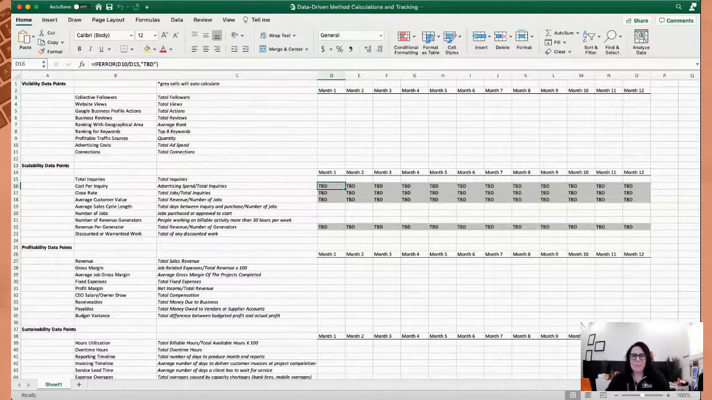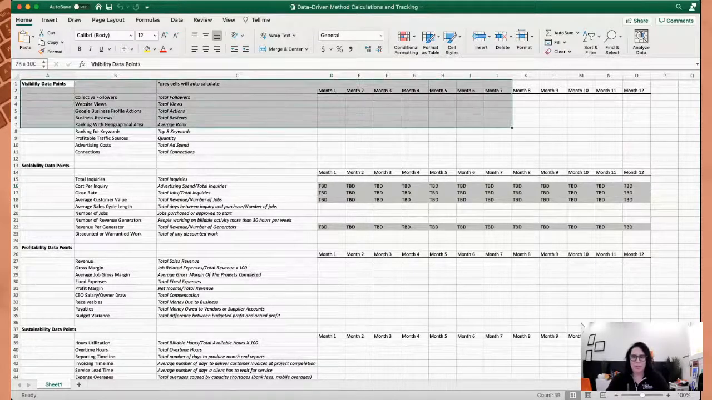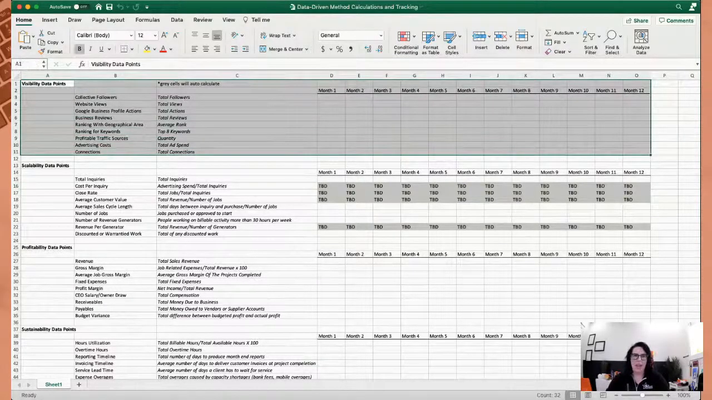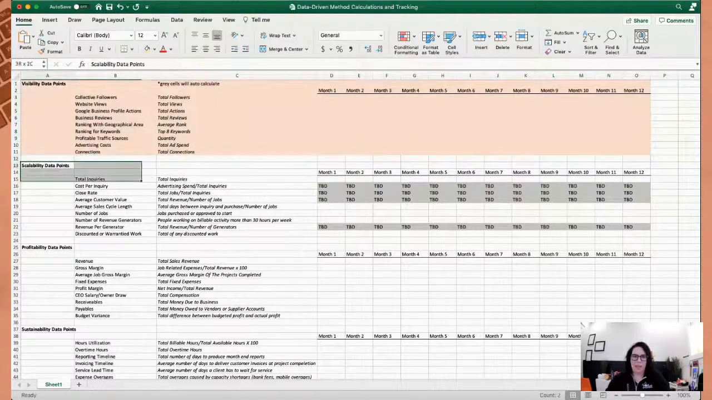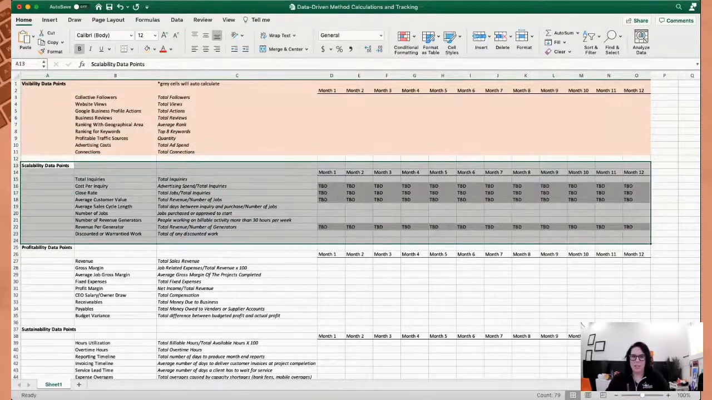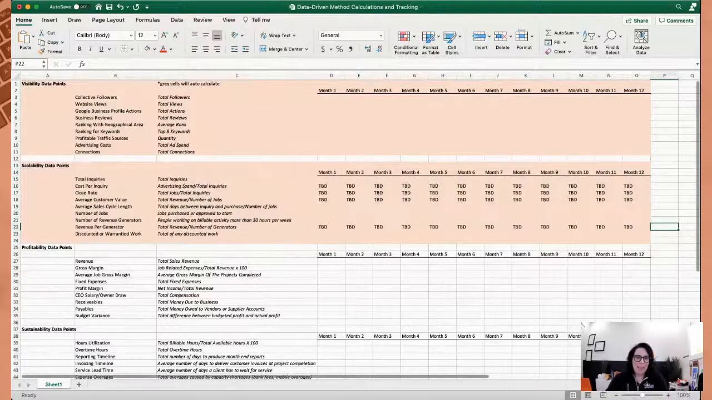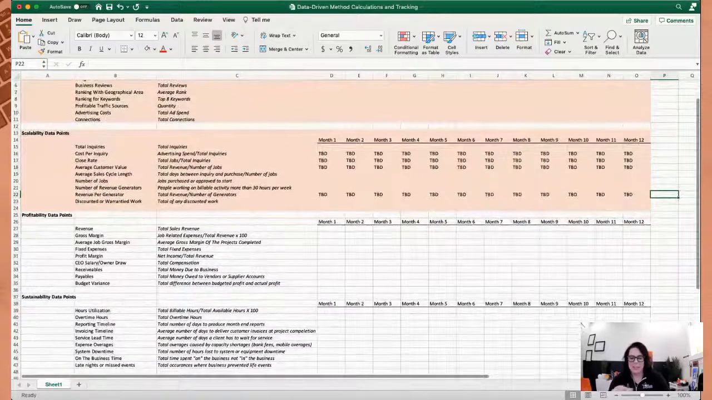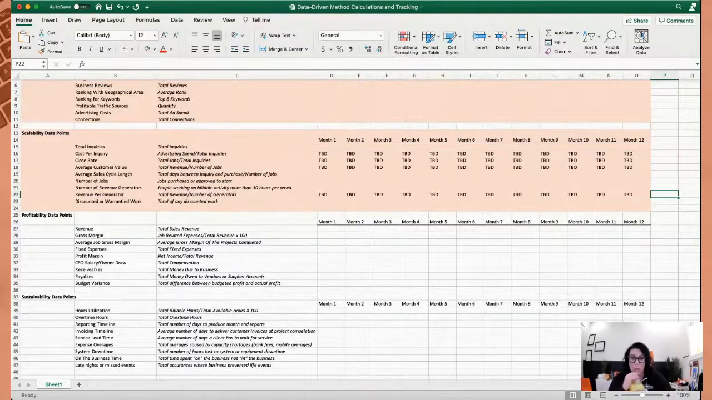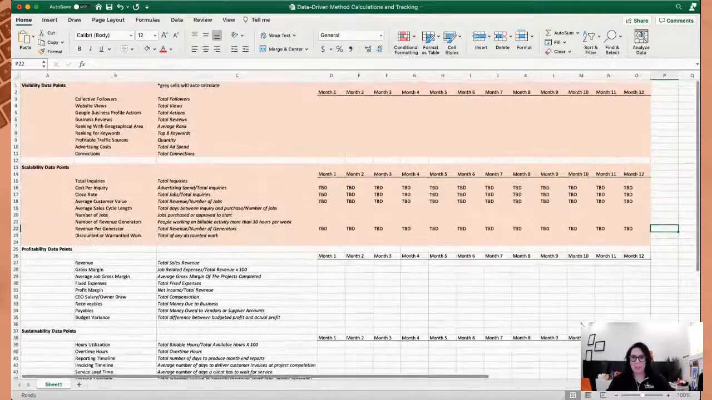So the data-driven method is broken down into areas. Today we're going to specifically be looking at first this visibility section, and then we're going to be looking at the scalability section. And then these 2 areas down below we will be looking at tomorrow. All right, so diving in.